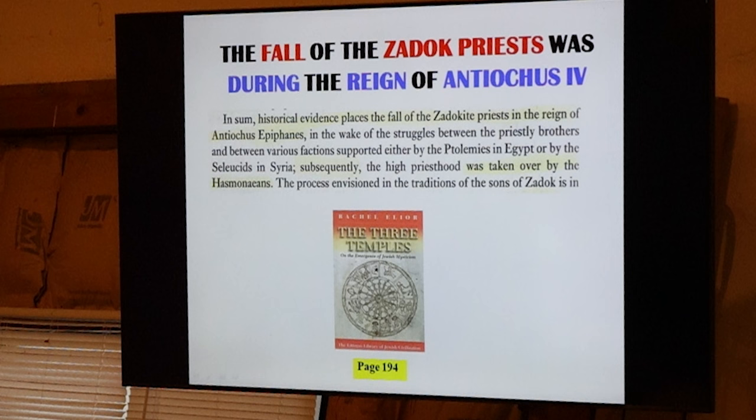So this part of what Antiochus did to impose the calendar is not told in Judaism. They leave that part out of the story because it would incriminate them, because they're following that same calendar.